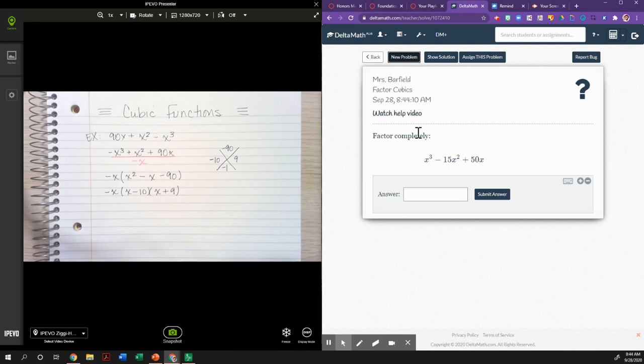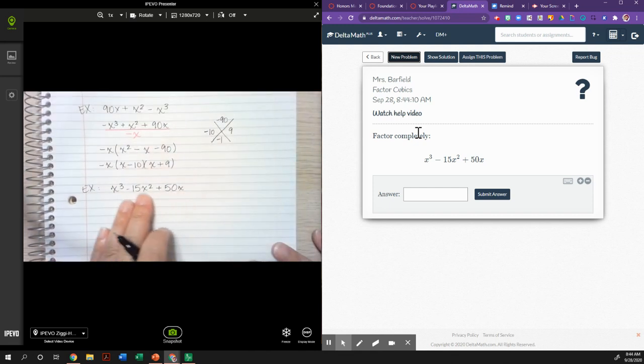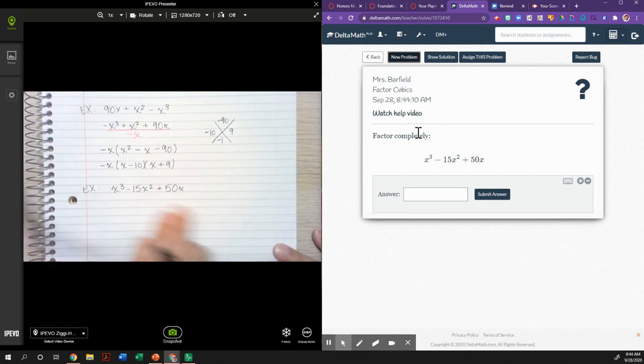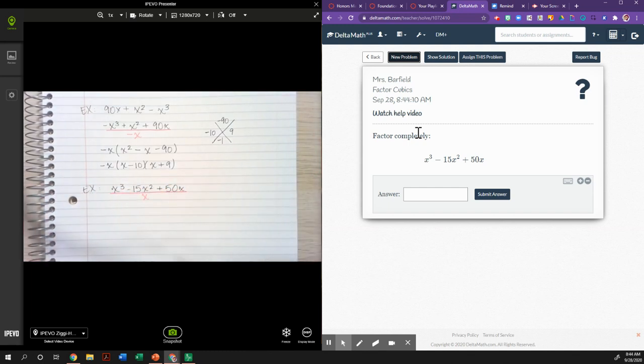So we have x to the third minus 15x squared plus 50x. All right, so again, we have a GCF. Every single term has an x in common, and it's already in order. So 3, 2, 1. So I'm going to take the GCF, which is x, so I'm going to divide every term by x. So that gives me x squared minus 15x plus 50.